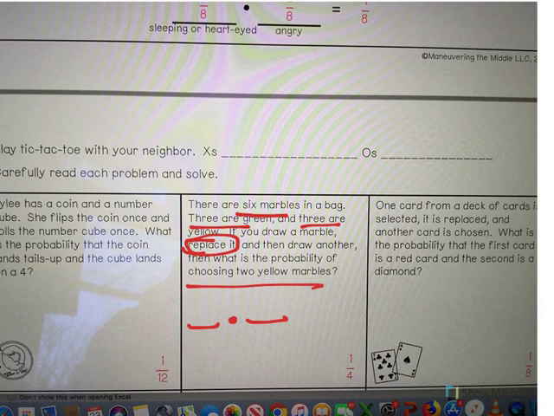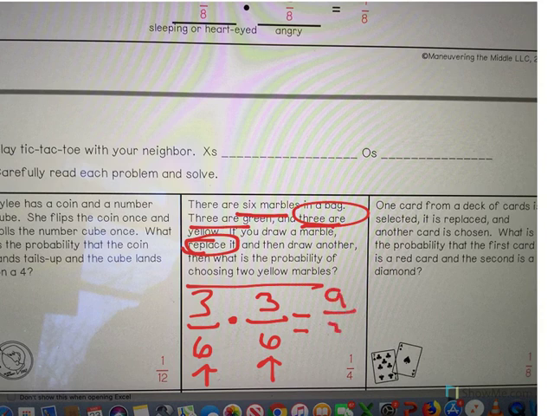So what's my outcome? How many marbles are there in total? Well, there's 6. And how many are yellow? 3. And I want to get 2 yellow marbles. So this represents the probability of getting 1 yellow. I multiply it by the same thing, and that's the probability of getting 2 yellows. Well, that's really 9 over 36, and when I reduce it, it is 1 over 4.